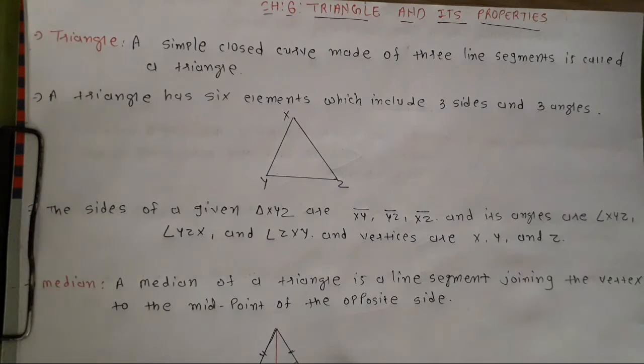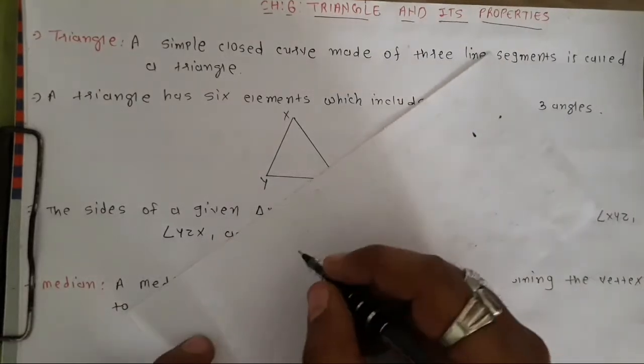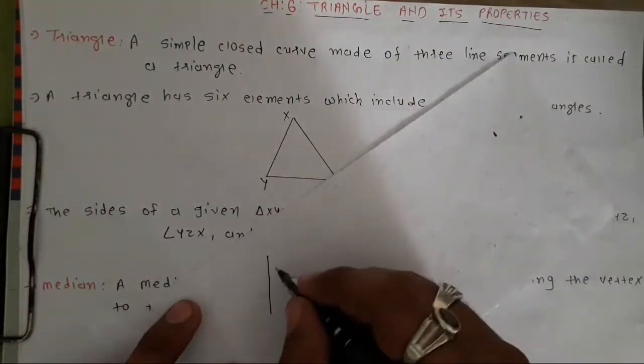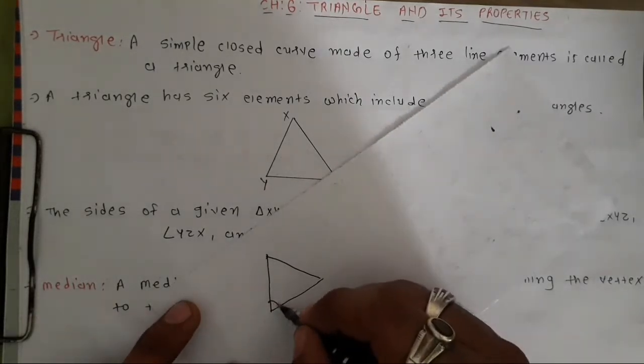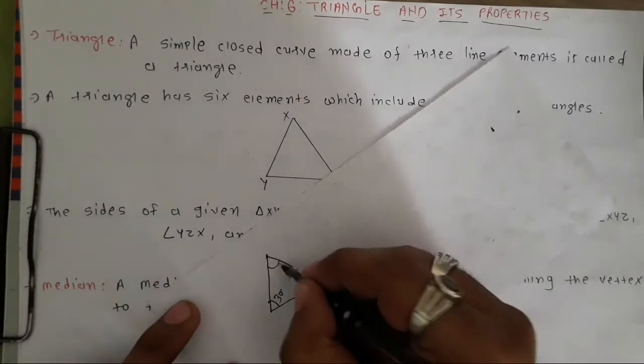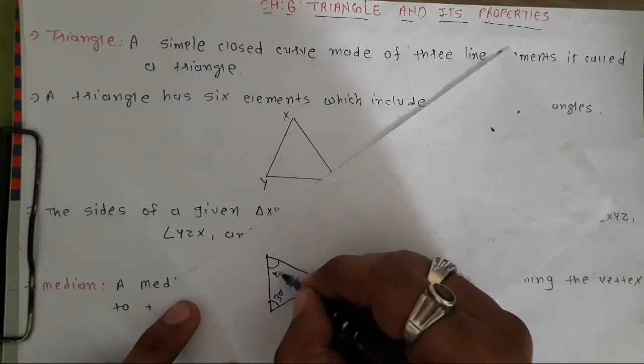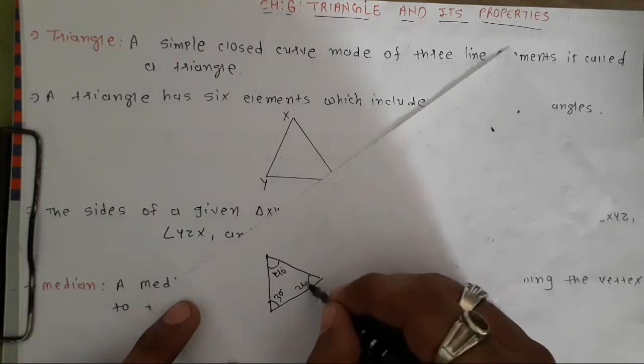Now, on the basis of angles, there are three types. The first one is the acute angle triangle. In that, what happens? For example, the measurement of this angle will be 30 degrees, this one will be 40 degrees, and the measurement of this angle will be 20 degrees.